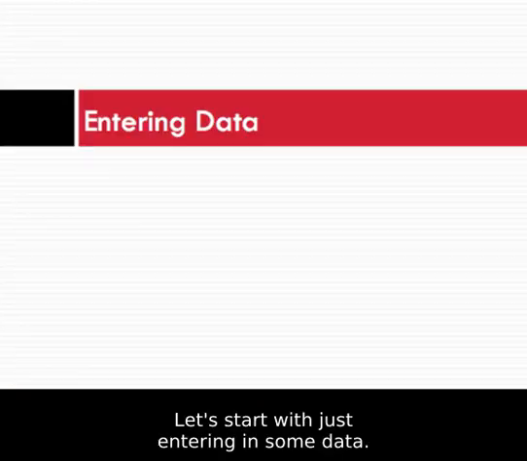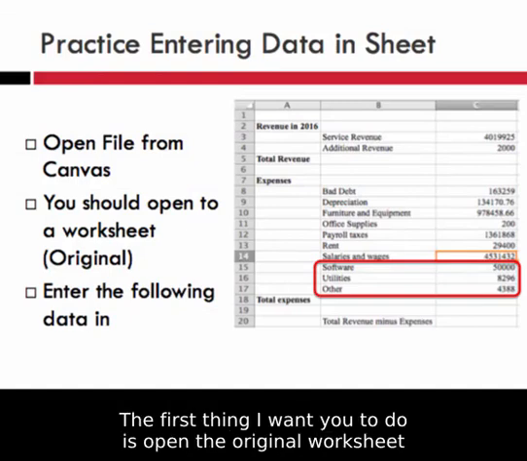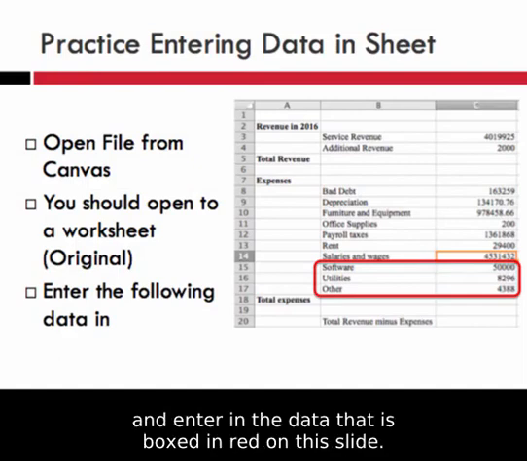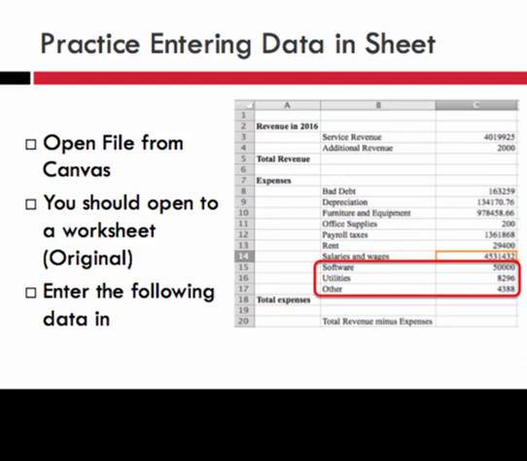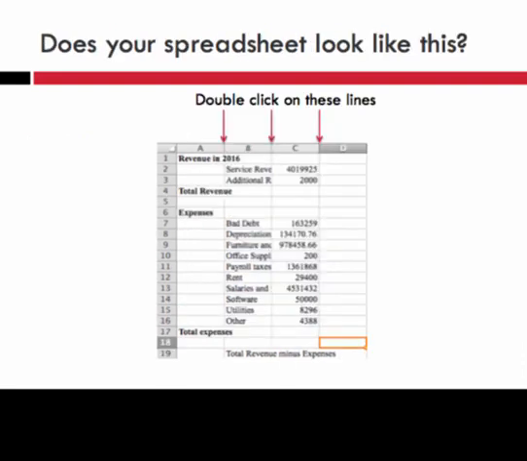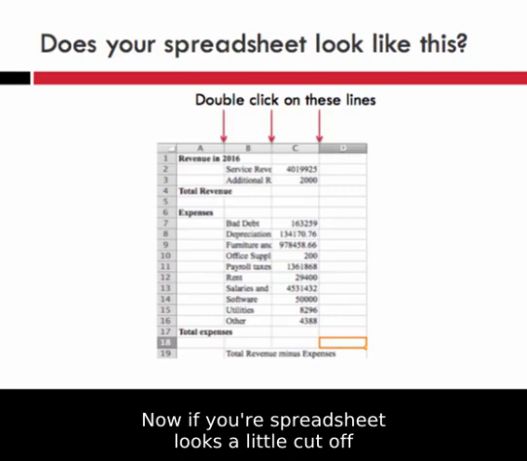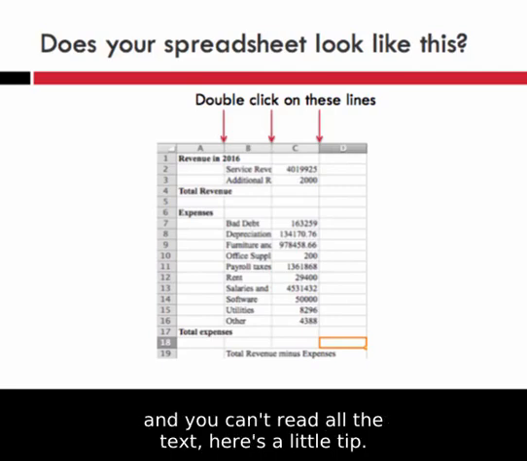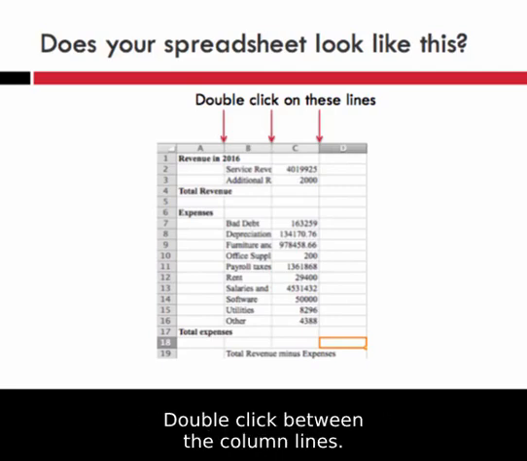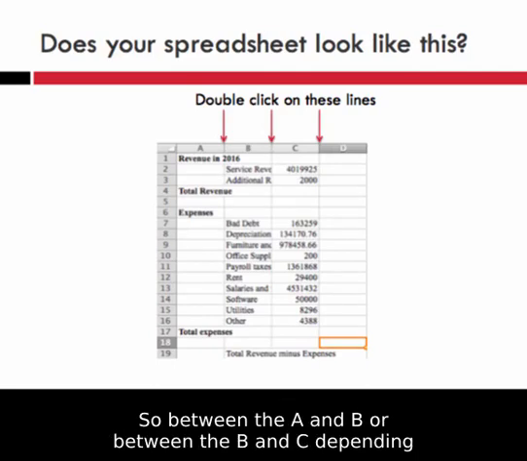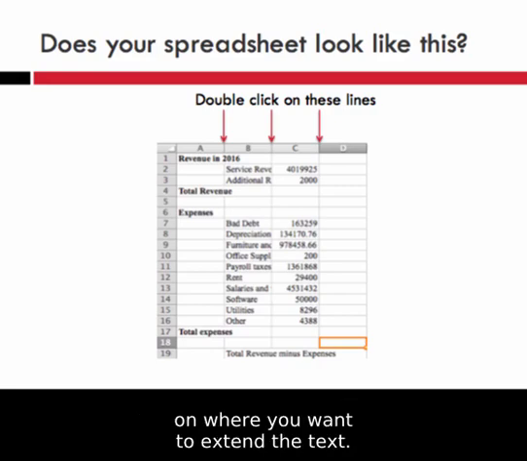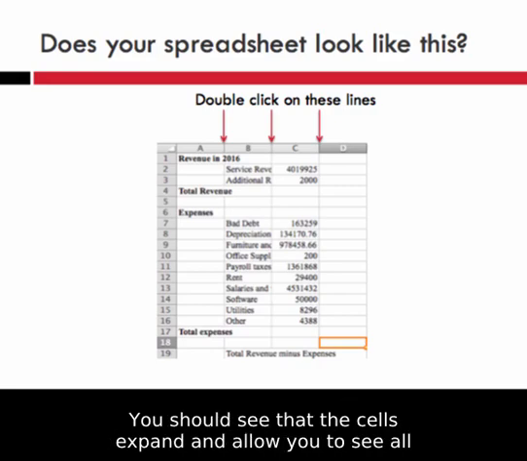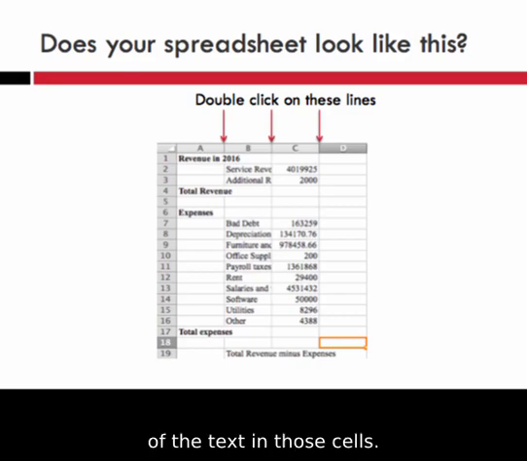Let's start with just entering in some data. The first thing I want you to do is open the original worksheet and enter in the data that is boxed in red on this slide. Now, if your spreadsheet looks a little cut off and you can't read all the text, here's a little tip. Double-click between the column lines. So between the A and B or between the B and C, depending on where you want to extend the text. You should see that the cells expand and allow you to see all of the text in those cells.